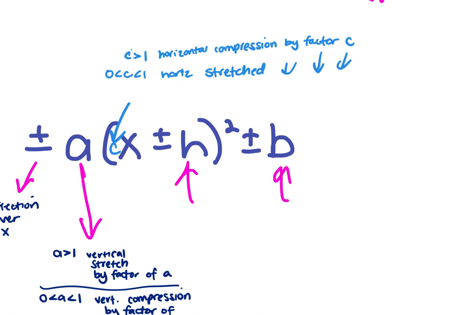All right, then the h. If you add, it goes left. If you subtract, it goes right. And k at the end is your vertical translation. If you add, it goes up. If you subtract, it goes down.